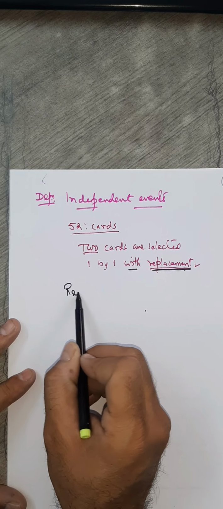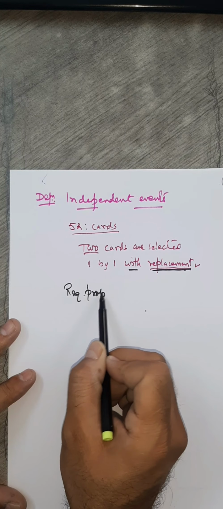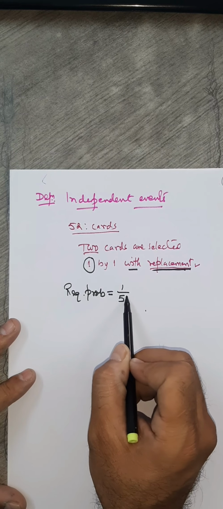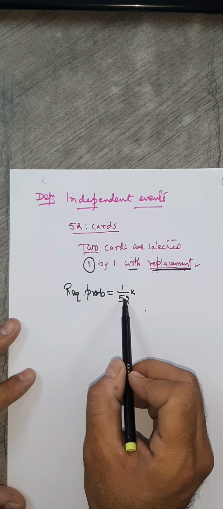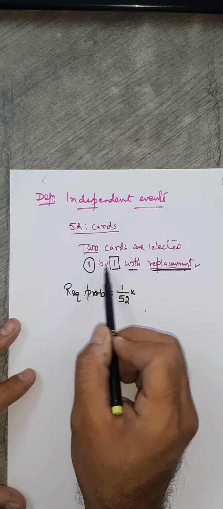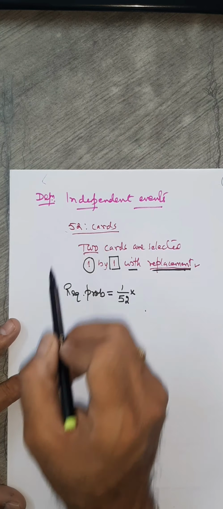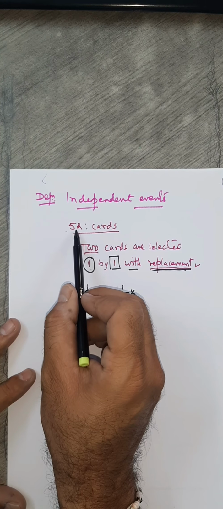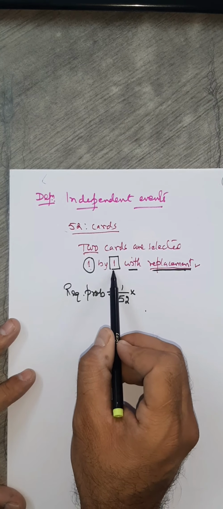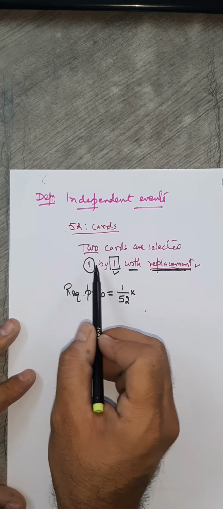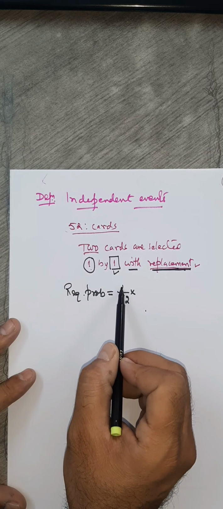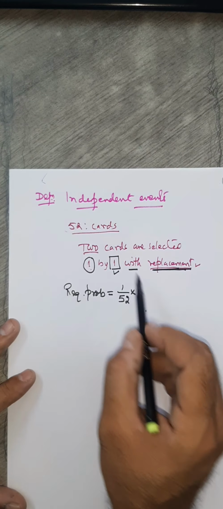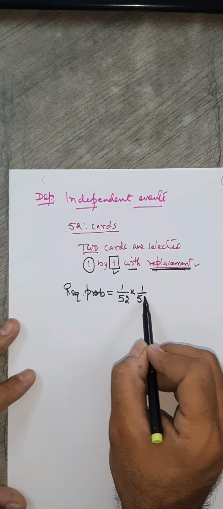So in this case, the required probability equals, what is the probability of getting one card out of 52? 1 by 52. Fine. Now when I draw the second one, I must place that selected card again in the box. If I had not put it back, you would be left with 51, but with replacement, when I select one again out of total 52, the probability is again 1 by 52.